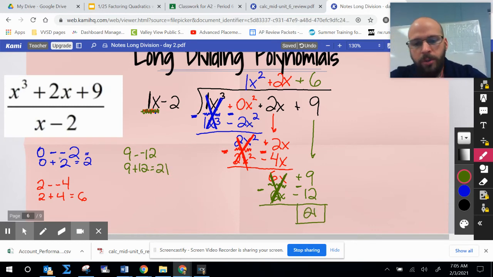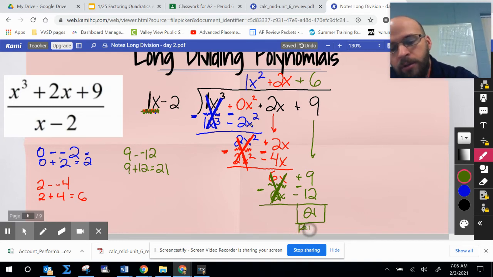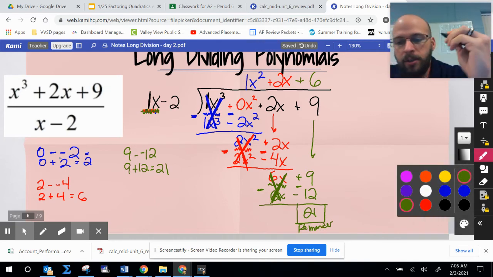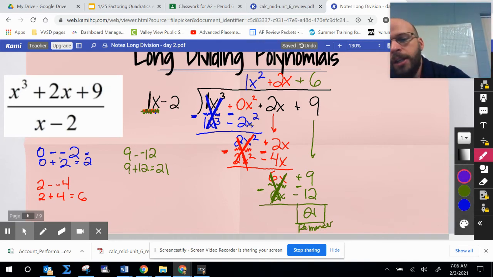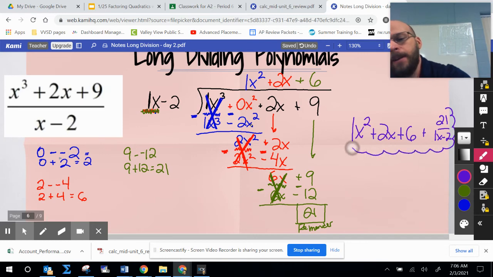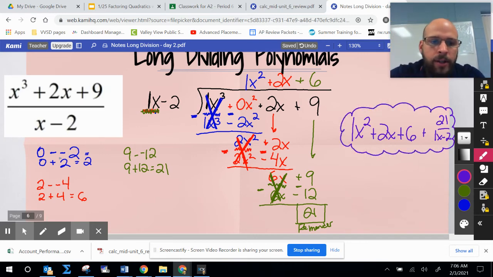And I have no more terms to drop down, so I just have a remainder of 21. So my answer to this question, when I divide it, is 1x squared plus 2x plus 6, and then plus 21 over 1x minus 2. Okay? Ladies and gentlemen, that is long division.